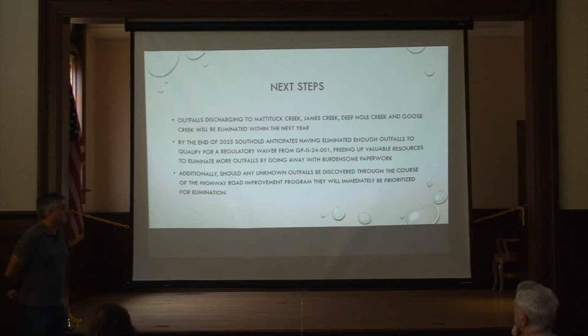That'll be more paperwork. But that will free up valuable resources to eliminate yet more outfalls, and then just keep going till eventually we either cut them all or reach a point where the few that are remaining simply can't be eliminated. And additionally, any unknown outfalls that are discovered, this happens rarely, but it does because we haven't run a camera down every pipe that we own. Should we encounter a new one, that one is immediately scheduled for removal, so that we don't have a problem that's increasing in size, it's always decreasing.